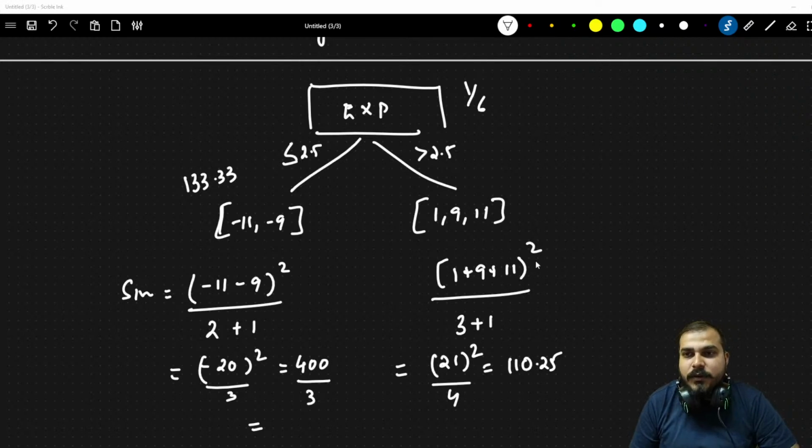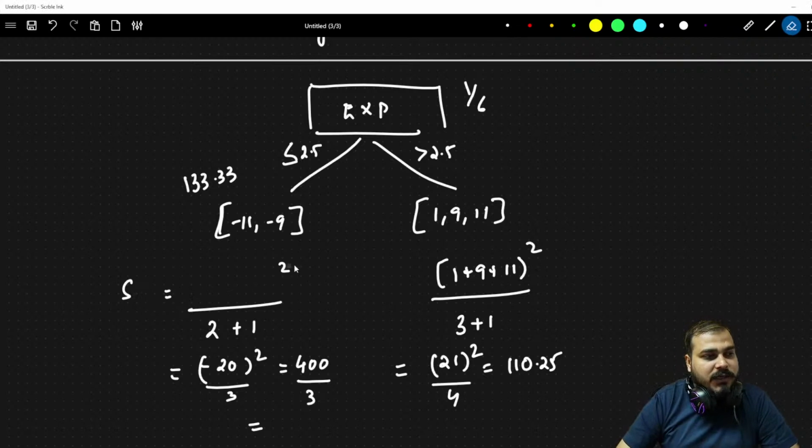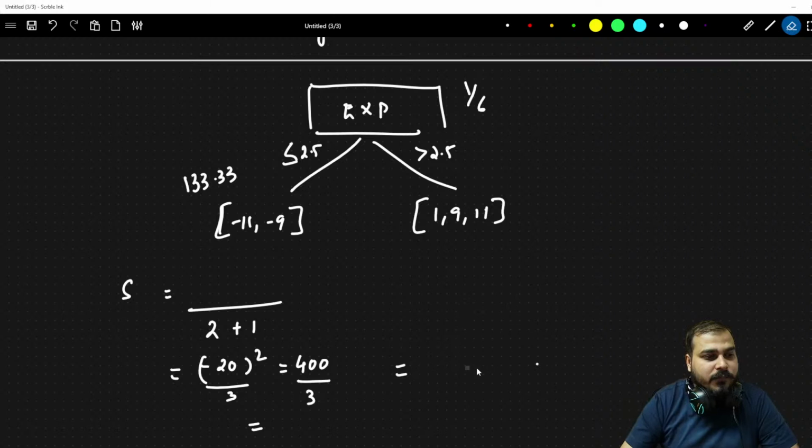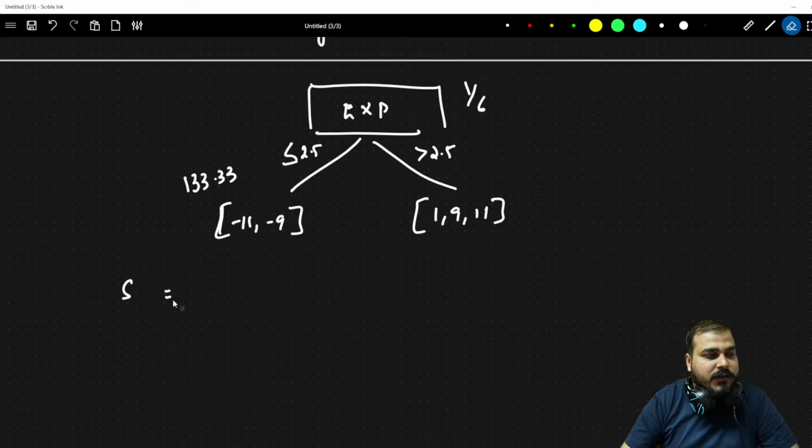I hope everybody is able to understand, right? Let's say that this split has worked well. So I'm going to rub all these things. 110.25 is there. Now, suppose I want to do the inferencing. How will the inferencing be done, everyone? Quickly, how will the inferencing be done? Now, the inferencing.